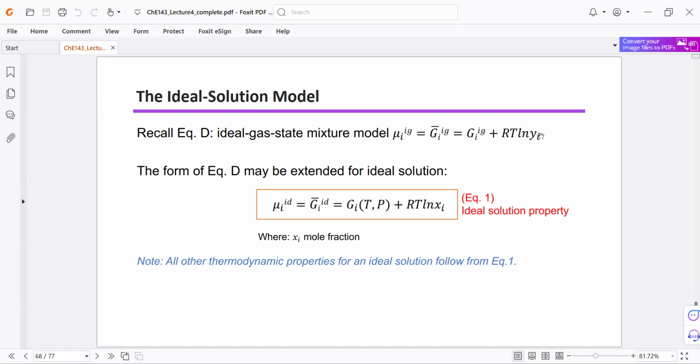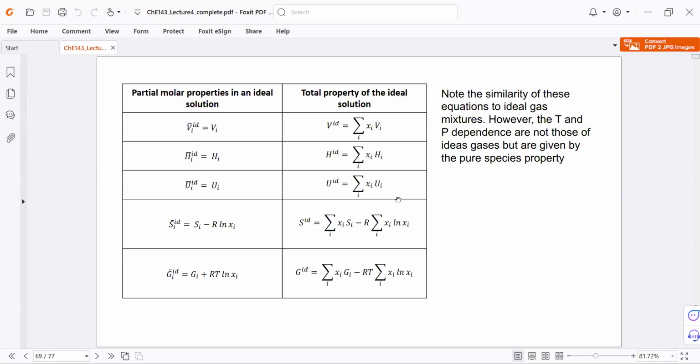Next, instead of using y sub i to represent the components of the substances in the mixture, we represent it by convention with x sub i. So x sub i is the mole fraction in the ideal solution. So all the other thermodynamic properties for an ideal solution follow from equation 1. Okay? And these are the equations that I'm referring to. So what do you notice? They look similar, right? They look similar to the equations for the ideal gas mixture.